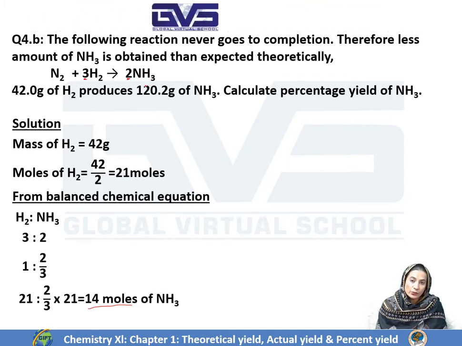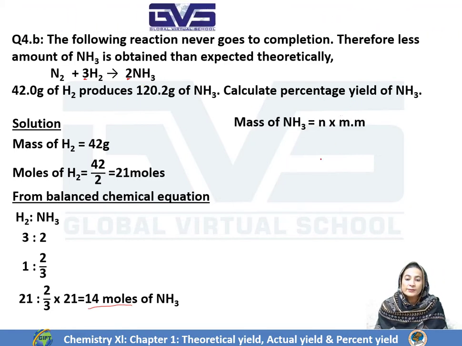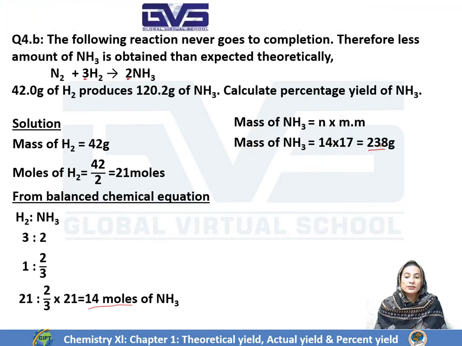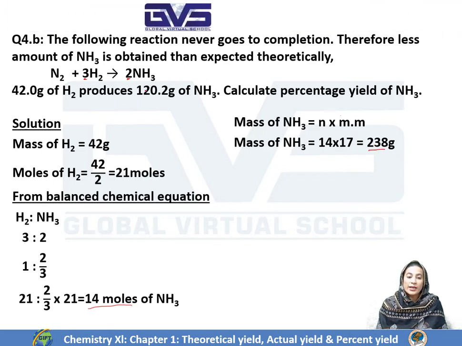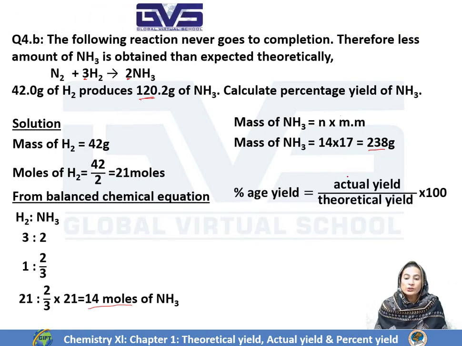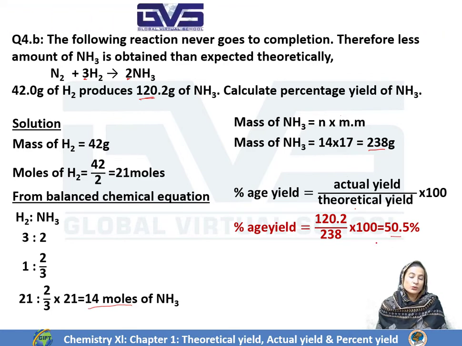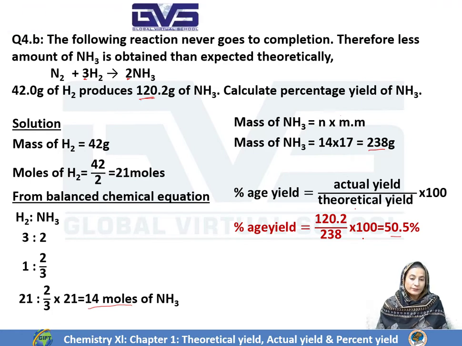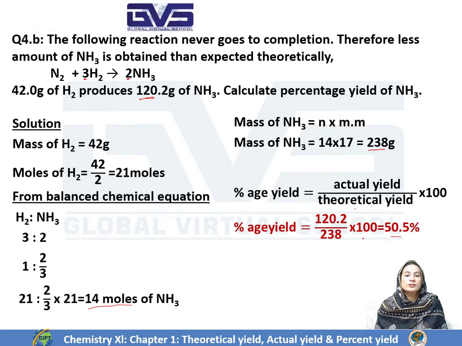Convert this back into its mass. So multiplying these moles with the molar mass 17, that is 238. So the theoretical yield shows that a maximum of 238 gram is produced, but in actual this is 120. So percentage yield will be actual divided by theoretical into 100, so 50.5%. So this reaction is 50% efficient. So 50% ammonia is formed, and the other loss is due to the reversible reaction in this case.